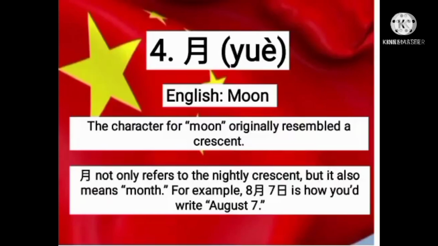Number 4 is Yue, in English moon. The character for moon originally resembled a crescent. Yue not only refers to the nightly crescents, but it also means month. For example, 8th month, 7th date, is how you write August 7th.